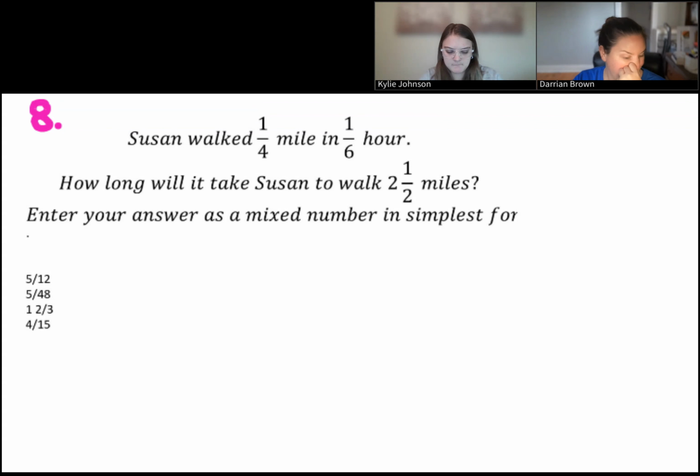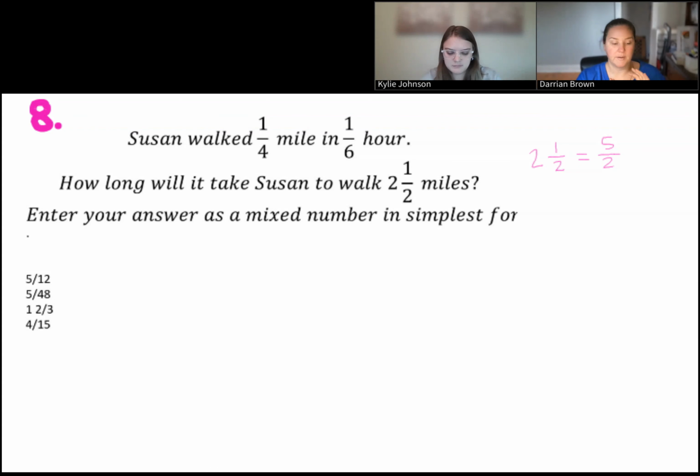Okay, so the first thing that we can do is easy. We know we're going to need to change that 2.5 to an improper fraction to work with all fractions. So let's do that first. So right over here, 2.5 equals what? What improper fraction does that equal? And y'all, I'm turning the chat box on. Sorry that I did not do that. Yes, 2.5 equals 5/2. Okay, so we've got that converted. We will need that in just a second.